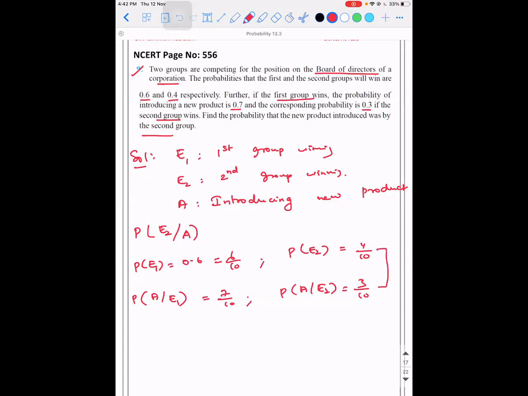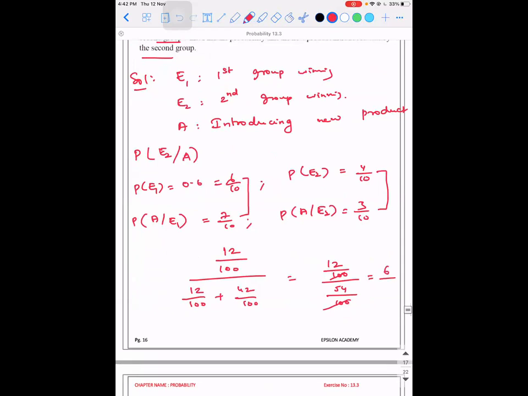So the numerator will be this thing. 4 by 10 into 3 by 10 is 12 by 100, divided by, multiply these two, so 12 by 100 plus 42 by 100. So it will be 12 by 100 divided by, how much is this? 54. So it will be 6 divided by 27, or that's it, right? 6 divided by 27, or it will be 2 divided by 9. Right. Moving on to the next one.